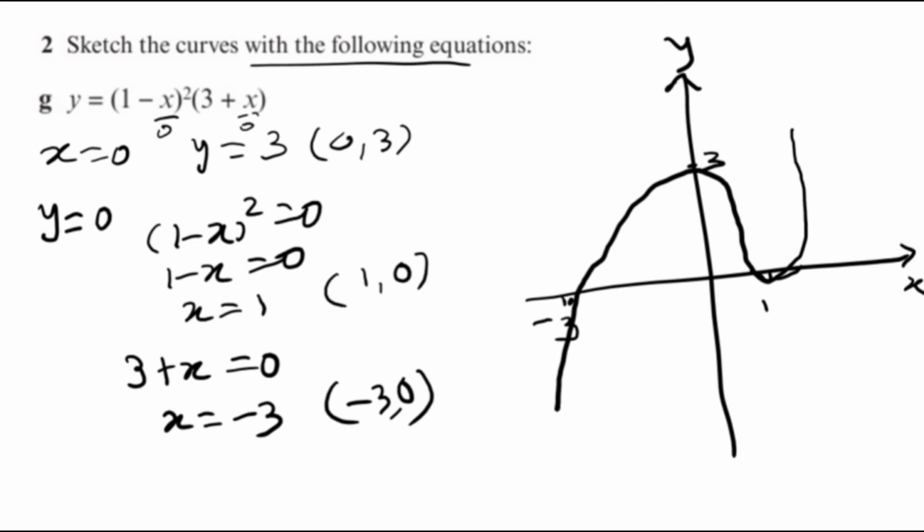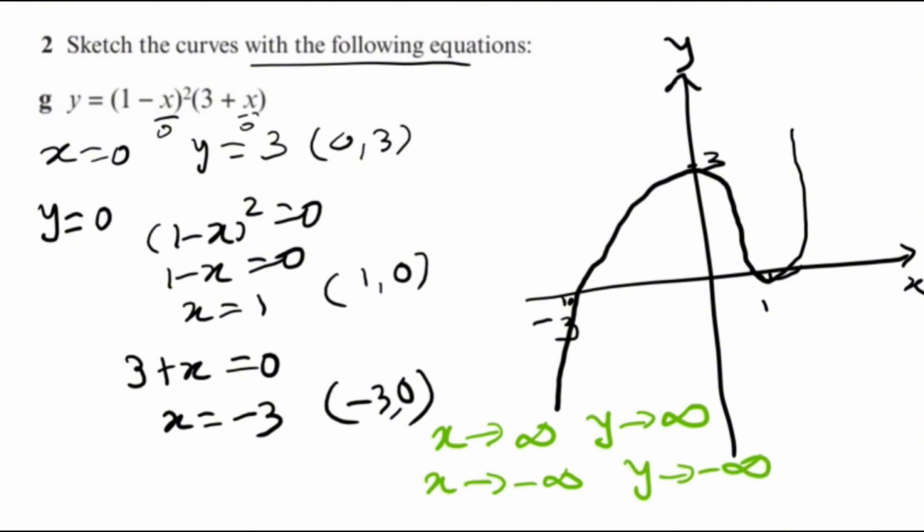Now again, if you remember, we have to write a range for this. So this is positive. So x tends to infinity, y also tends to infinity. Tends means it is going towards the positive side. x tends to negative infinity, y also tends to negative infinity. So this is how you can draw the cubic graph.